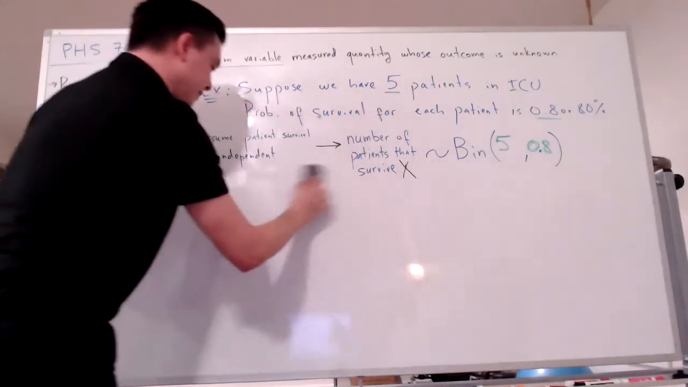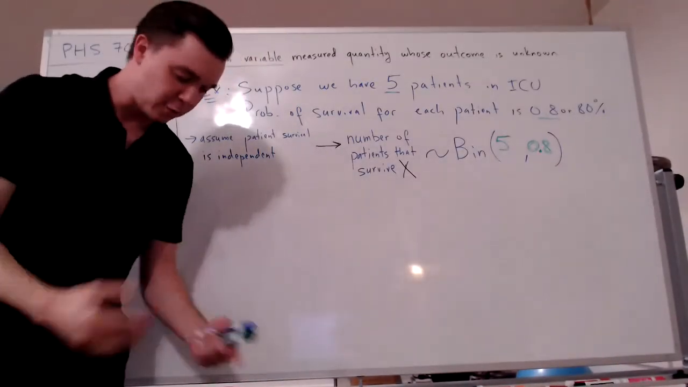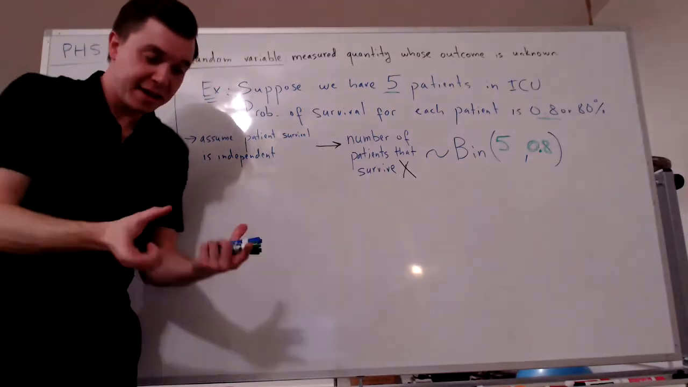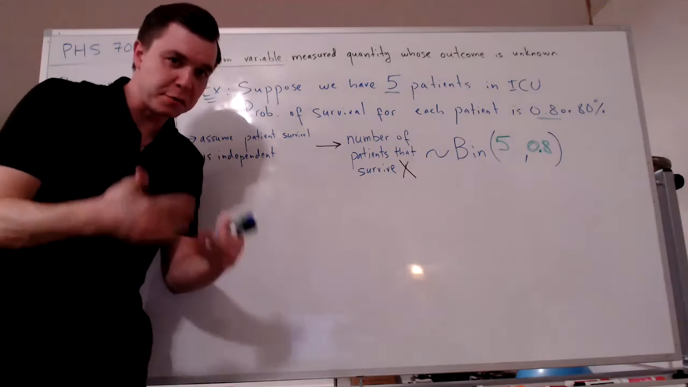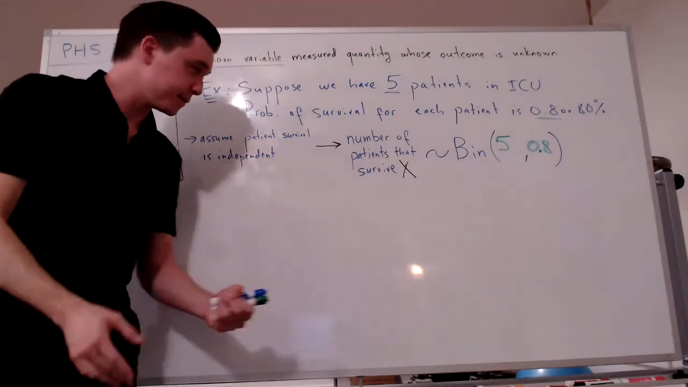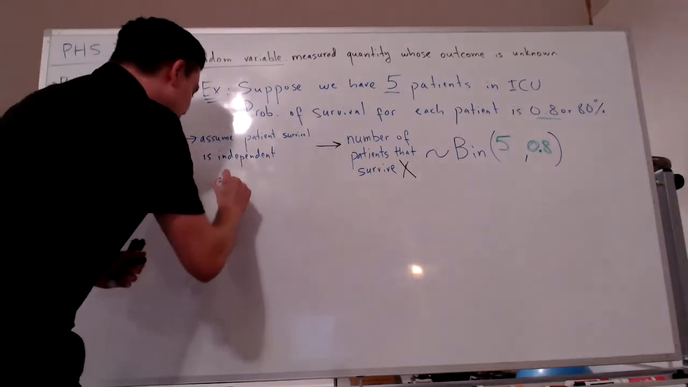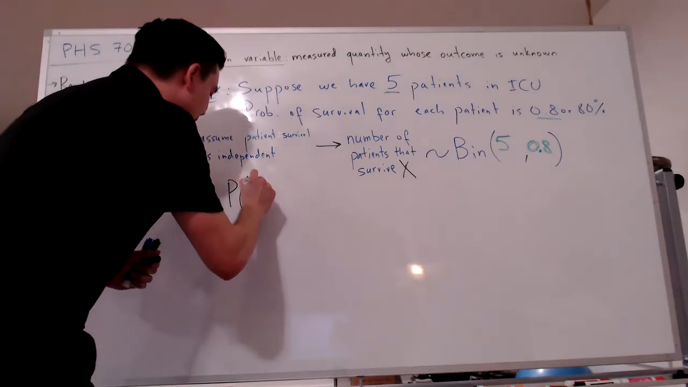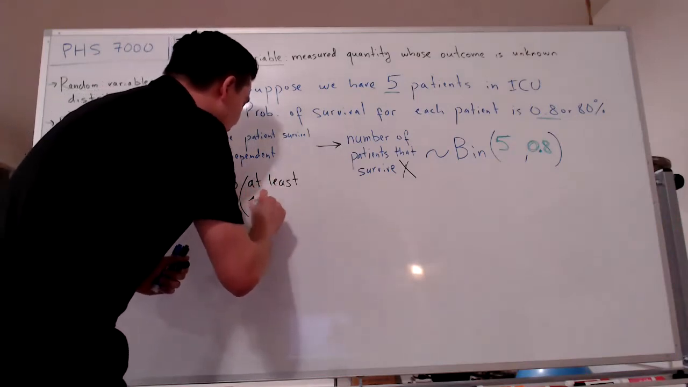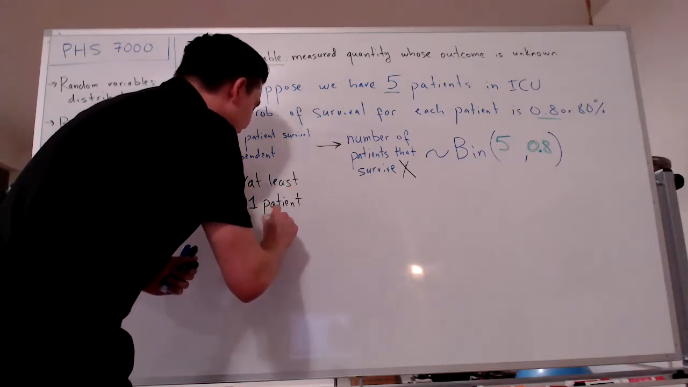You can see how the question could have been exactly 4, exactly 3, exactly 2, exactly 1. That gets boring pretty quickly because you will have the binomial equation in front of you. You just plug in the numbers and there goes the answer. What if you're looking for the probability at least one patient survives?